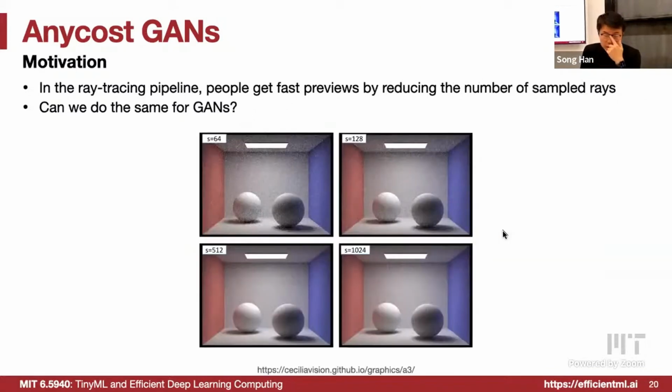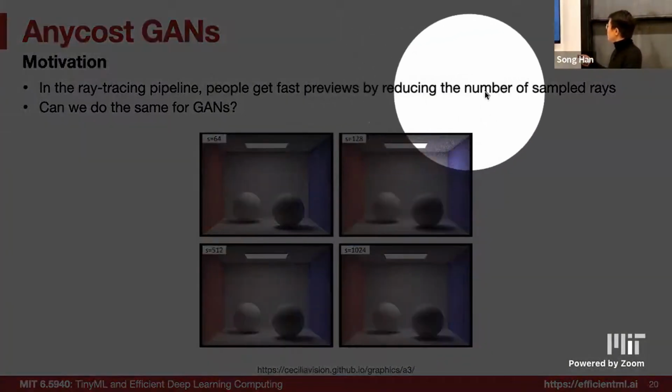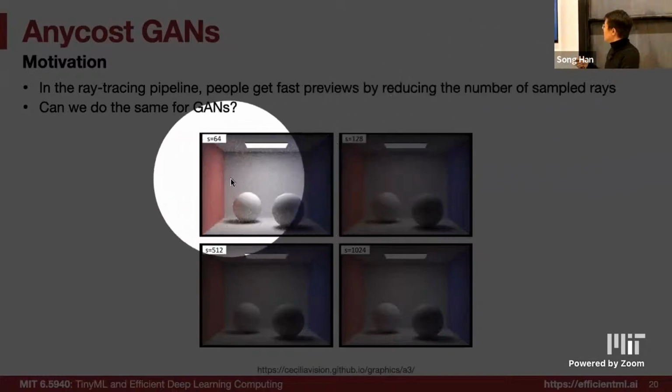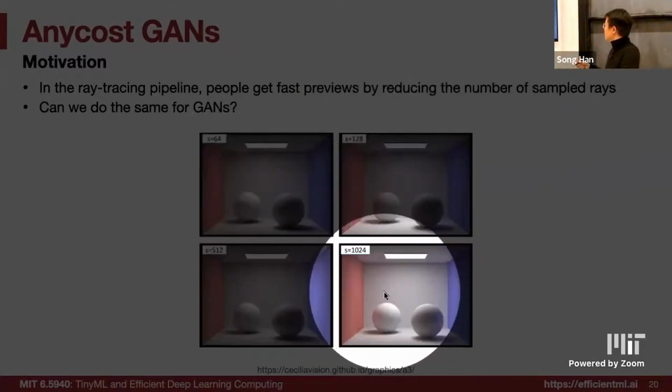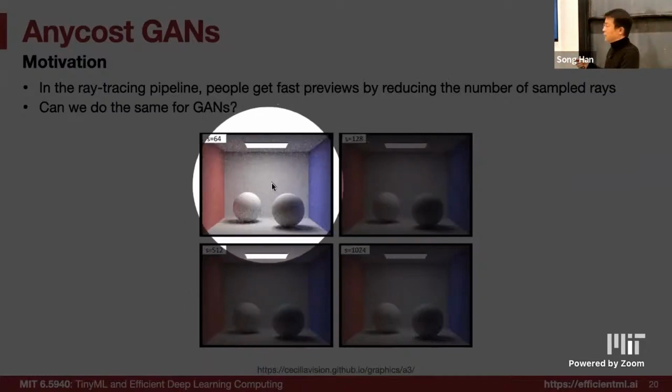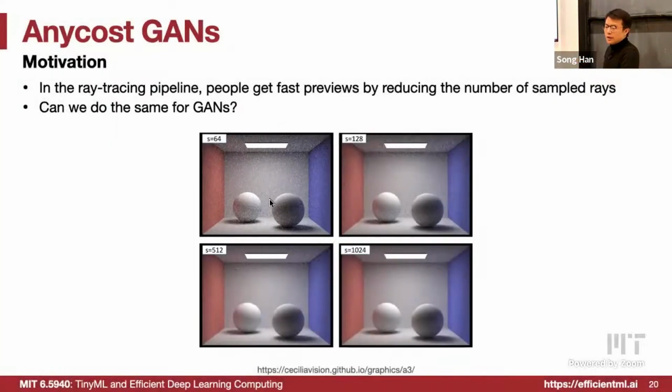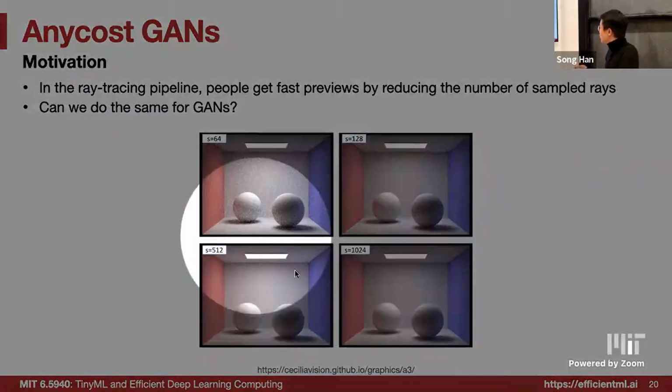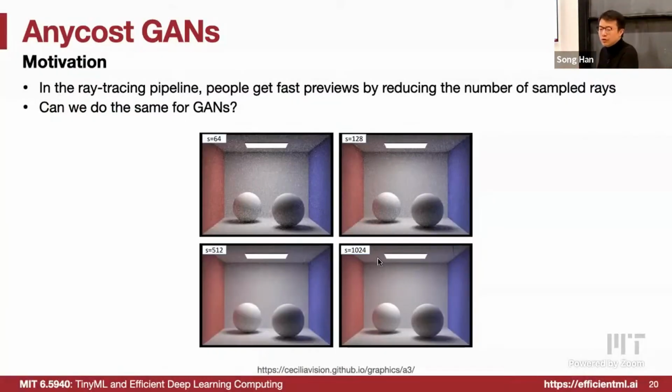The ray tracing example actually motivated us. People can get a very fast preview by reducing the number of sampled rays. For example, this is 1,000 rays. This is 512, 128, 64. Although the visual quality looks worse, it's pretty quick, right? But here we want to make the compute less, but also make the quality hopefully as good as the full model. So can we do the same or even better for GANs?